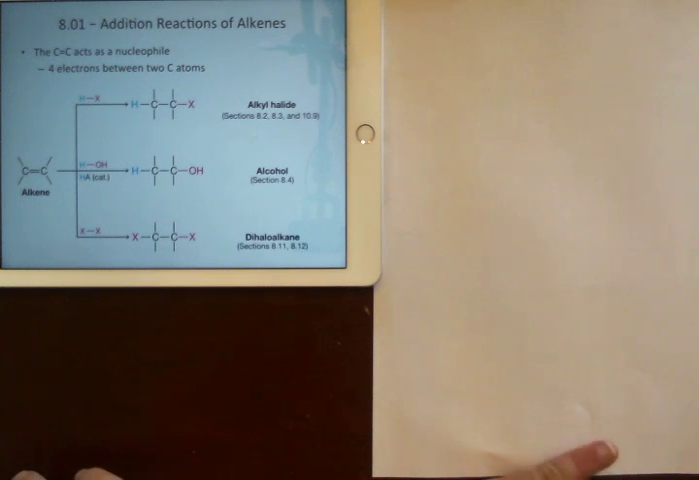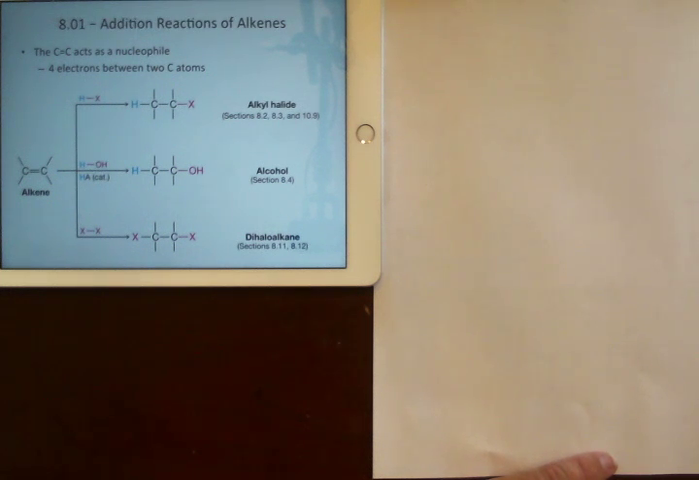Hello, we're on to chapter 8. Now, since we've talked about alkenes and making them with the elimination reactions, we're going to be talking about some of the additional reactions that we can do. We talked about doing hydrogenation, but there's a lot more that you can do.